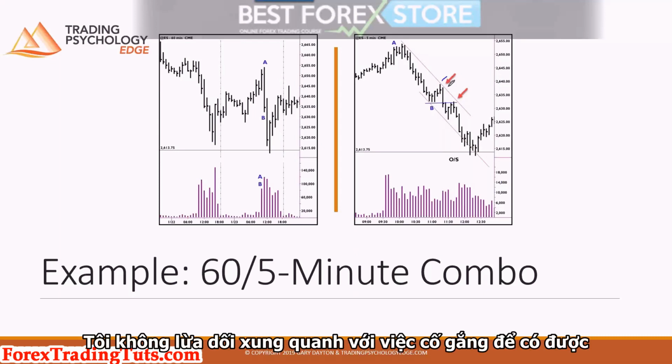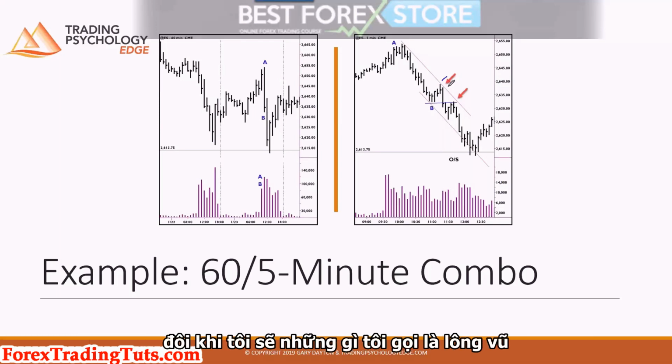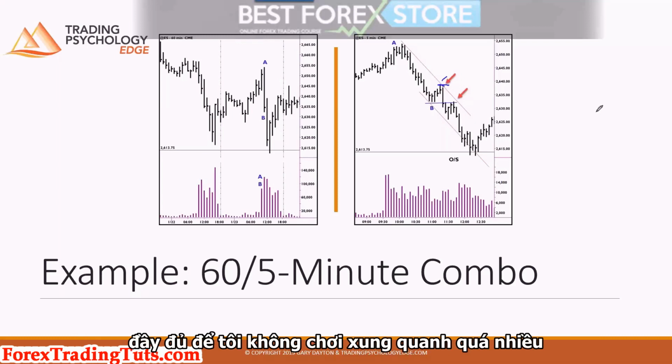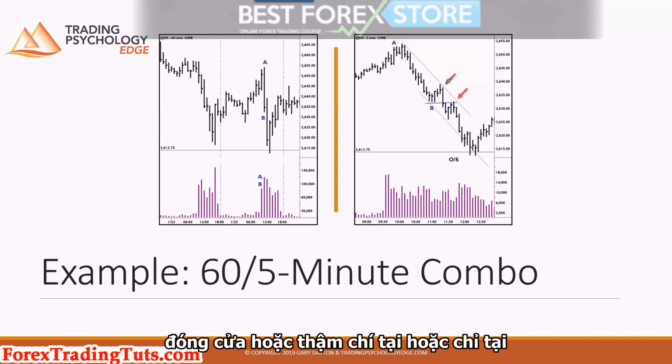I don't fool around with trying to get the highest tick or the lowest tick. Sometimes I will, what I call, feather in. For example, if I thought the market might come up a little bit higher, I might put an offer to sell up here. But that doesn't always get filled, so I don't play around too much with that. I will go in in the last minute or so, last 30 seconds of the bar, or right on the close, or just at the close.